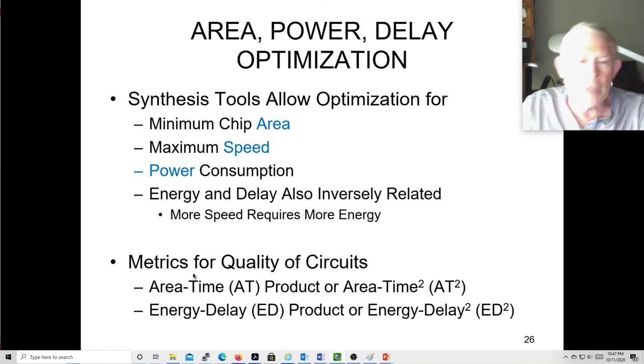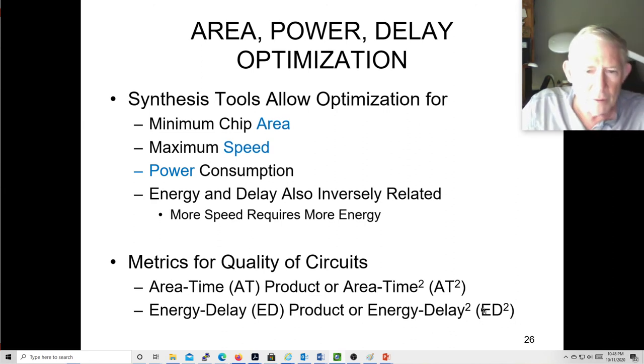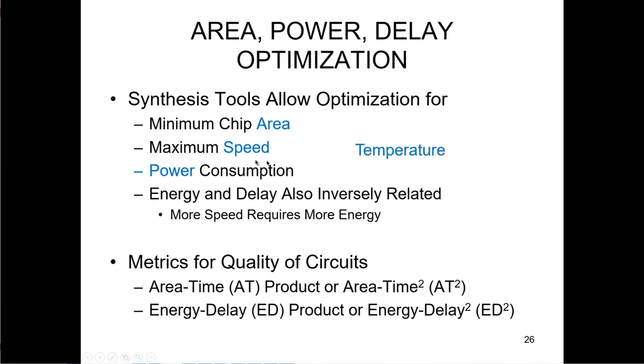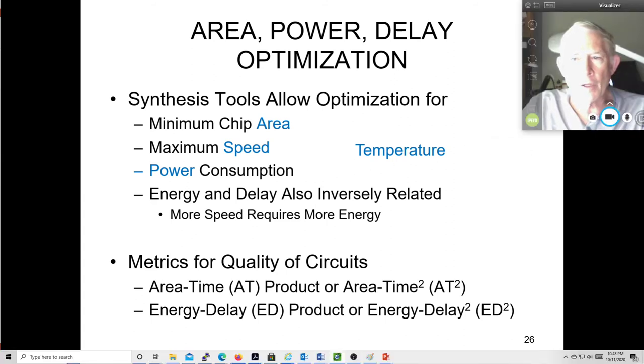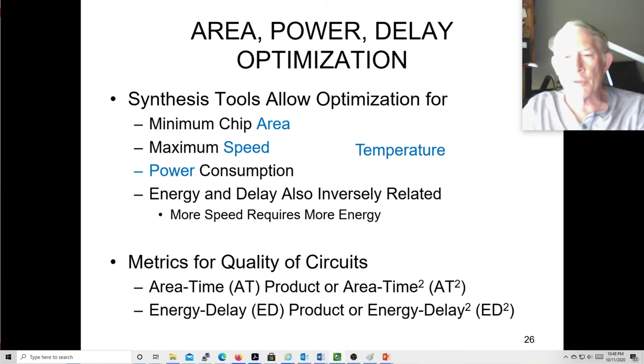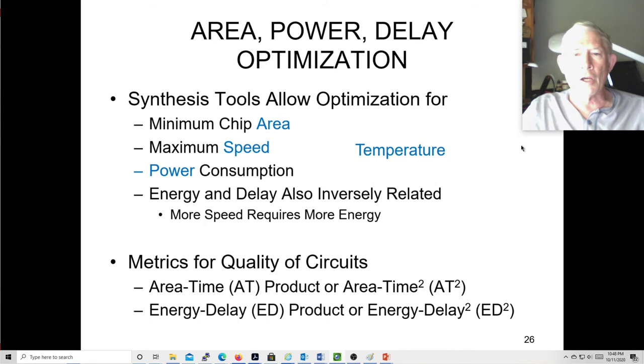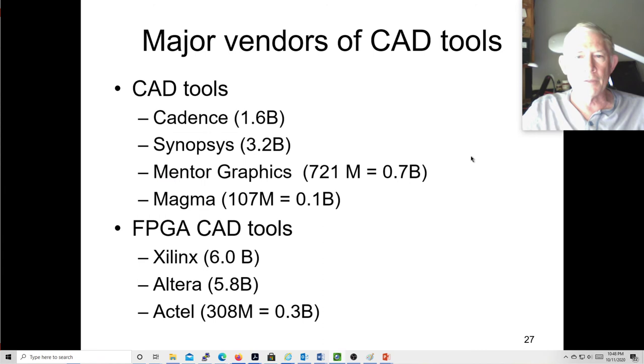So what are some metrics when we make an integrated circuit? There are a couple. One of them is an area time product, or area time squared. And another one is energy delay, or product energy delay. So temperature obviously fits into this speed, because you are constrained by temperature. You have to get rid of the heat, and if you don't, your chip will get too hot and it'll destroy itself, or certainly reduce its longevity dramatically.